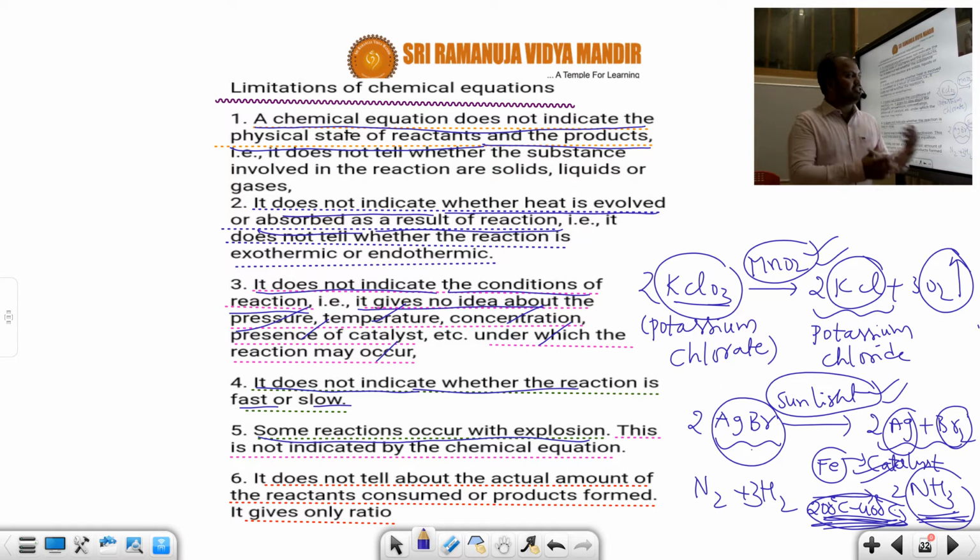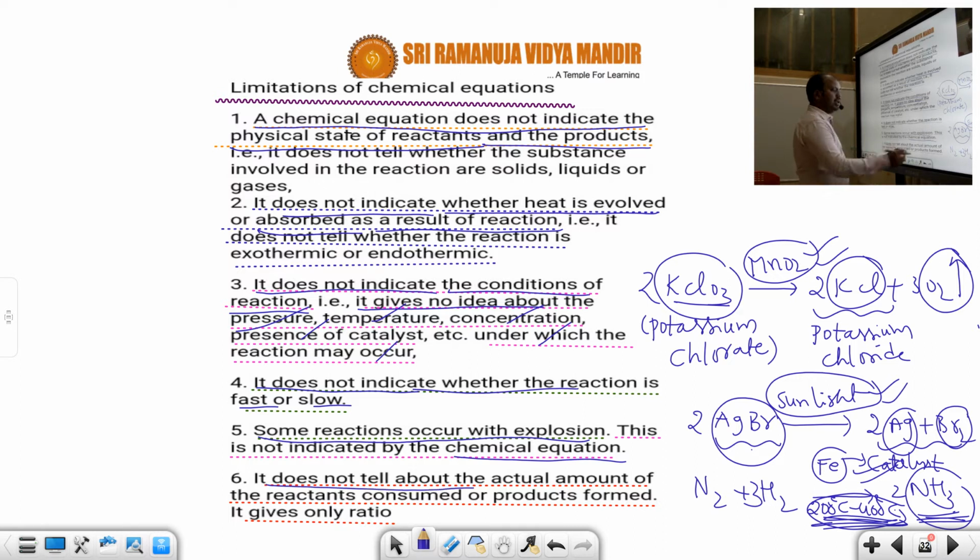It depends upon the nature of the chemical reaction. The nature of the chemical reaction is not given by which one? The chemical equation. So whether the reaction is explosive or a normal, non-explosive reaction, that information is not given by a chemical equation. That's why this is also one of the drawbacks.